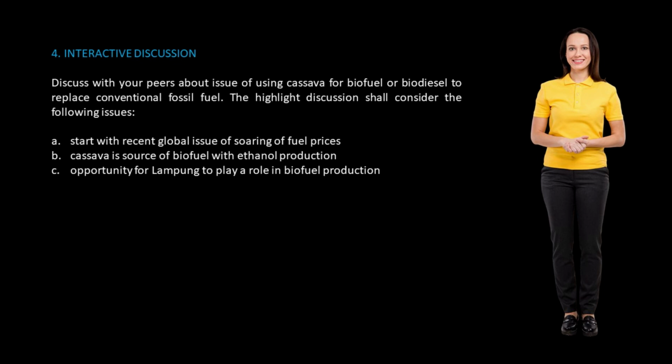4. Interactive discussion. Discuss with your peers about the issue of using cassava for biofuel or biodiesel to replace conventional fossil fuel. The highlight discussion shall consider the following issues. A. Start with the recent global issue of soaring fuel prices. B. Cassava is a source of biofuel with ethanol production. C. Opportunity for Lampung to play a role in biofuel production. Please do the interactive discussion. You can pause your video while doing the discussion.